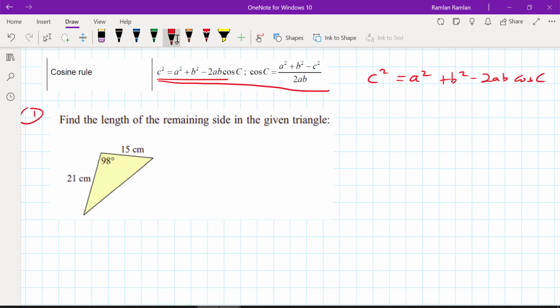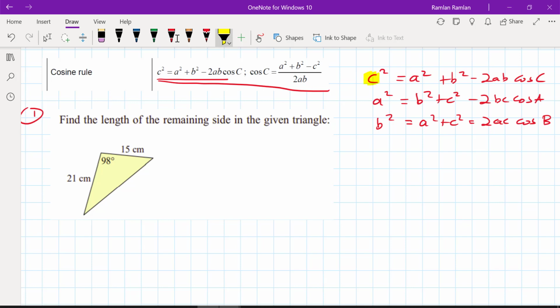So actually we have another two formulas. The first one is a squared equals b squared plus c squared minus 2bc cosine A, and the last one is b squared equals a squared plus c squared minus 2ac cosine B. Notice that you only need to understand one formula, because all of them are the same. The only difference is that when naming the side length, it's going to be very crucial.